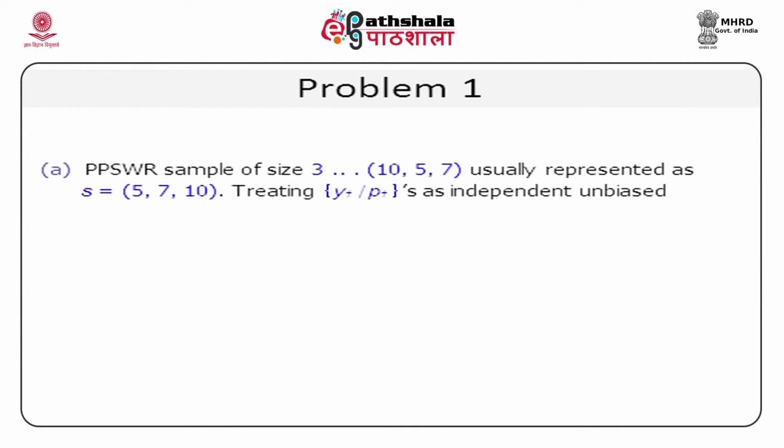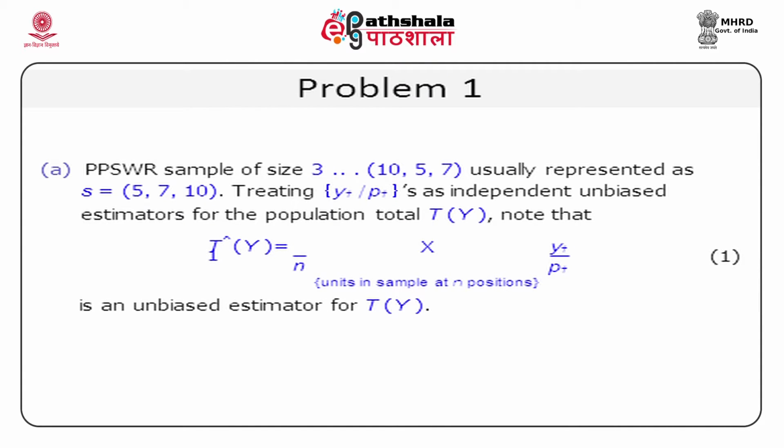So, for PPS with replacement sample of size 3, you got the first one as 10, next one 5, next one 7, you stop right there. Therefore, the sample is 10, 5, 7 in that order, but we generally represent it as 5, 7, 10 in increasing order of the labels. Now, as you know, the theory says you have to treat yi over pi as independent unbiased estimators of the population total. Therefore, you simply take their average.